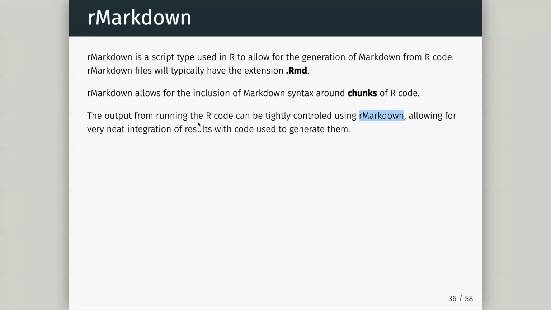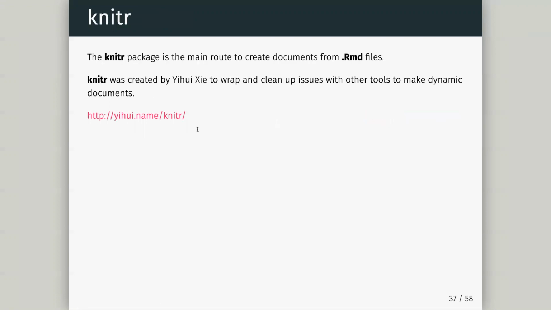A really useful thing is that it means we're going to be able to integrate the results we give to people with the actual code used to generate them. So the knitr package is probably the main route to create documents from Rmd. And knitr was created, as I said earlier on, by Yihui Xie. It really wraps up and cleans up a lot of the issues we were having with dynamic documents in the early days of R.